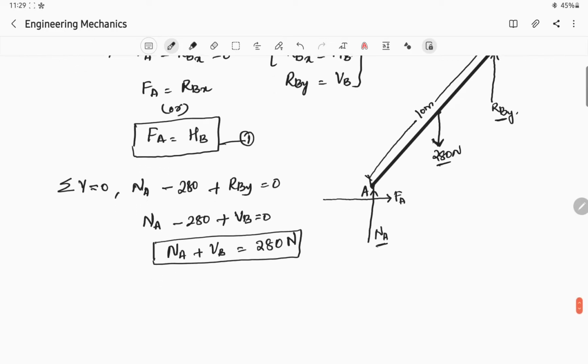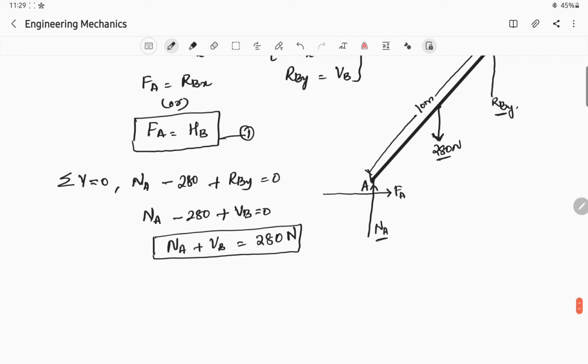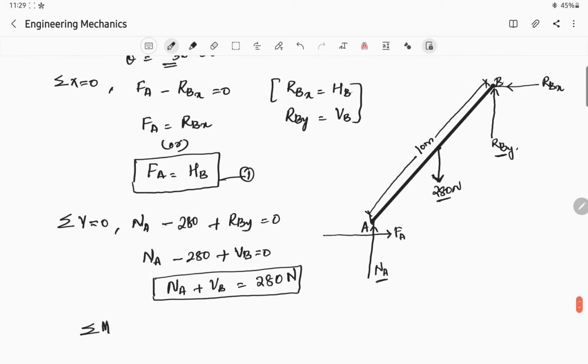Next, what is the next thing we have? We have the moment of all forces about point B or A is equal to 0. Right. Sigma x is over, sigma y is over, then sigma M. Now you have to select the point very carefully. If you select the moment of all forces about point A is equal to 0, then what happens? Na and Fa will become 0, isn't it? So that is why I will select the moment of all forces about point B is equal to 0.